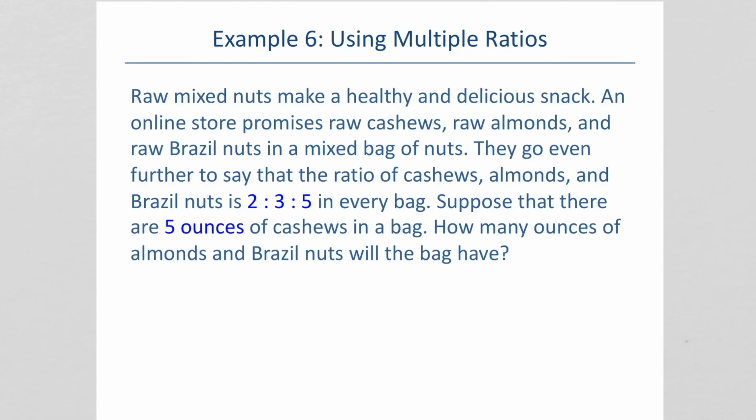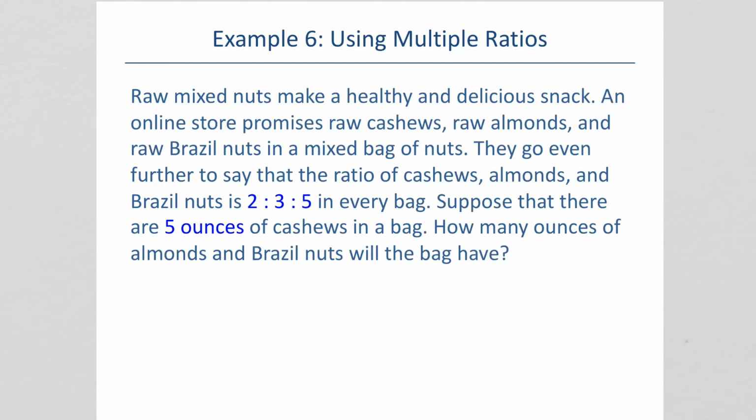Raw mixed nuts make a healthy and delicious snack. I like walnuts best. I don't know about you. An online store promises raw cashews, raw almonds, and raw Brazil nuts in a bag of mixed nuts. They go even further to say the ratio of the cashews, almonds, and Brazil nuts is 2 to 3 to 5 in that order in every bag. Suppose that there are 5 ounces of cashews in a bag. How many ounces of almonds and Brazil nuts will the bag have?